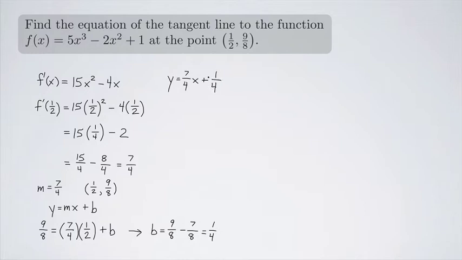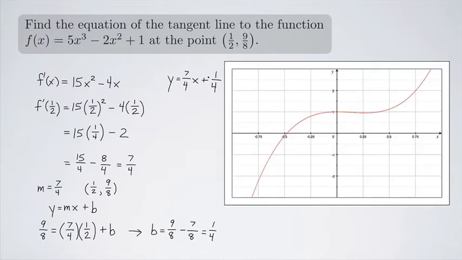So let's take a look at the graph. This is the graph of the function without the tangent line. And you can see that the point (1/2, 9/8) is right there. And so when we add in a tangent line, we would expect it to have a positive slope. Well, we have a slope of 7/4, so that makes sense. So if I add in the tangent line, there it is, looks about right.